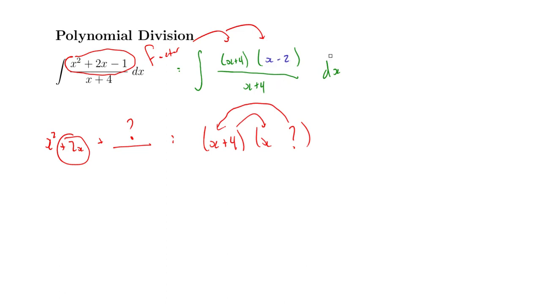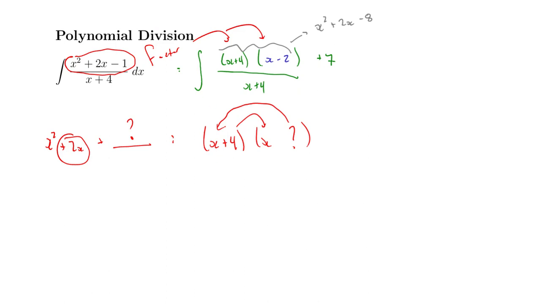Now the problem is that x minus 2 times x plus 4 gives a polynomial that starts with x squared plus 2x, but it's certainly not x squared plus 2x minus 1. Let's see what it is. If you multiply it out, it gives you x squared plus 2x minus 8. So you'll notice what we have to do is add 7 to our little numerator to get this minus 1. So now x plus 4 times x minus 2, plus 7, is x squared plus 2x minus 1.